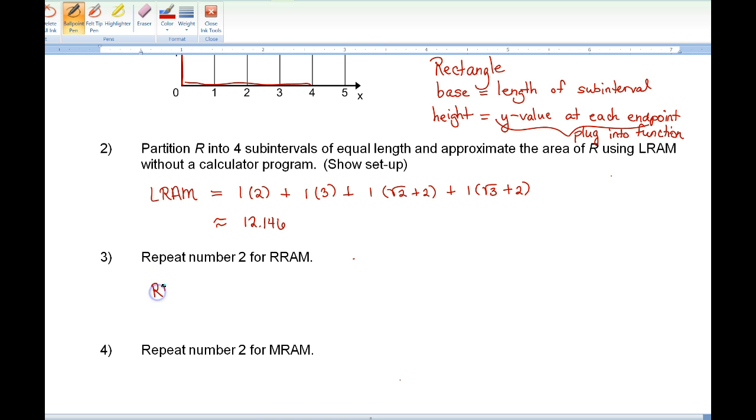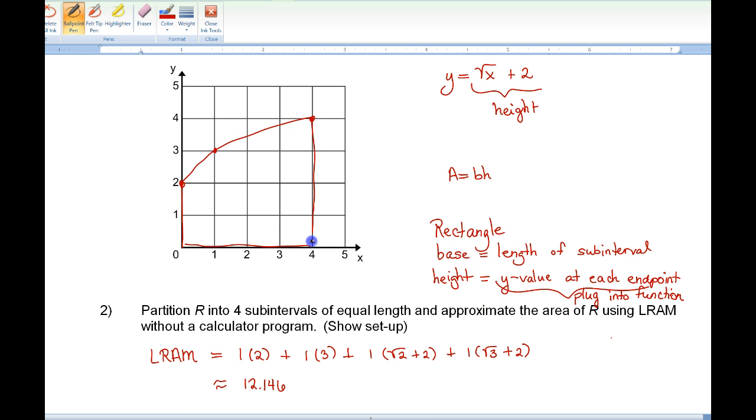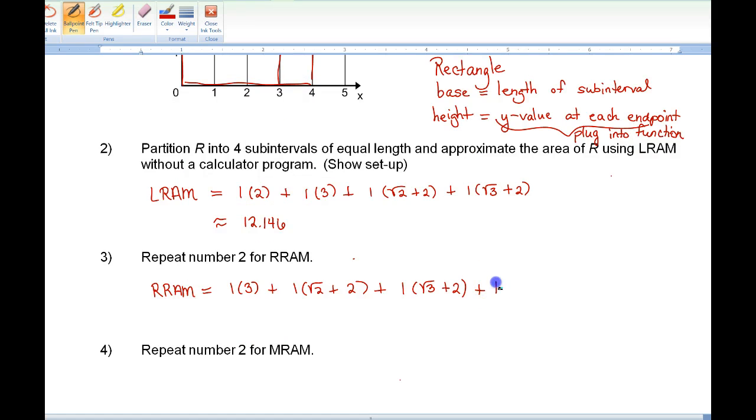So isn't it just 14.146? You are correct. So it's going to be 1 times 3 plus 1 times square root of 2 plus 2 plus 1 times square root of 3 plus 2. But then we have the last one also. So basically what's different is we have this rectangle here, which has a height of 4. You see that? So this comes out to approximately 14.146. Do you need to see more in terms of the picture, or was that okay?